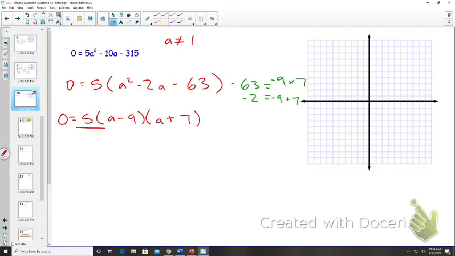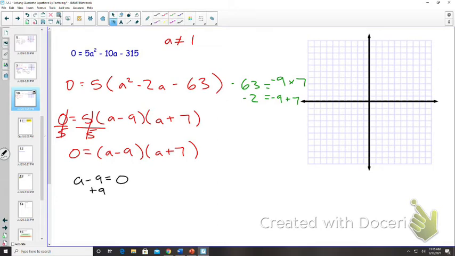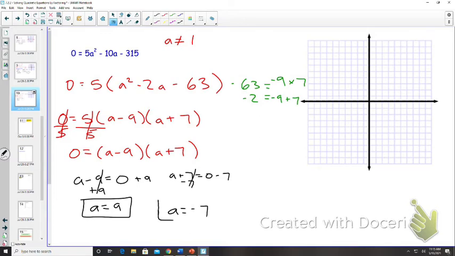Alright. Okay, so now divide both sides by 5. Now we still have 0 is equal to (a minus 9)(a plus 7). We'll set each bracket equal to 0. A minus 9 equals 0, so add 9 to both sides, a is equal to 9. And subtract 7. Okay, a is equal to 9, and a is equal to negative 7.